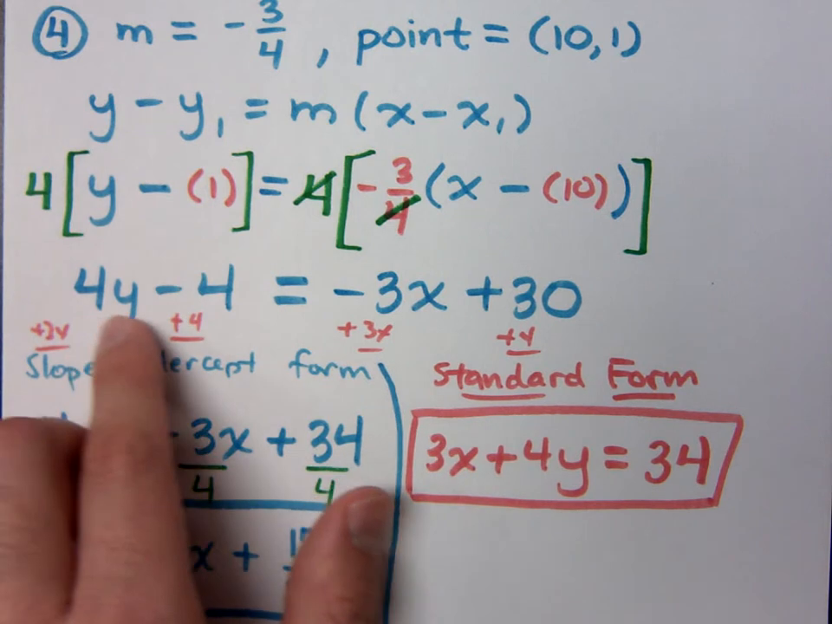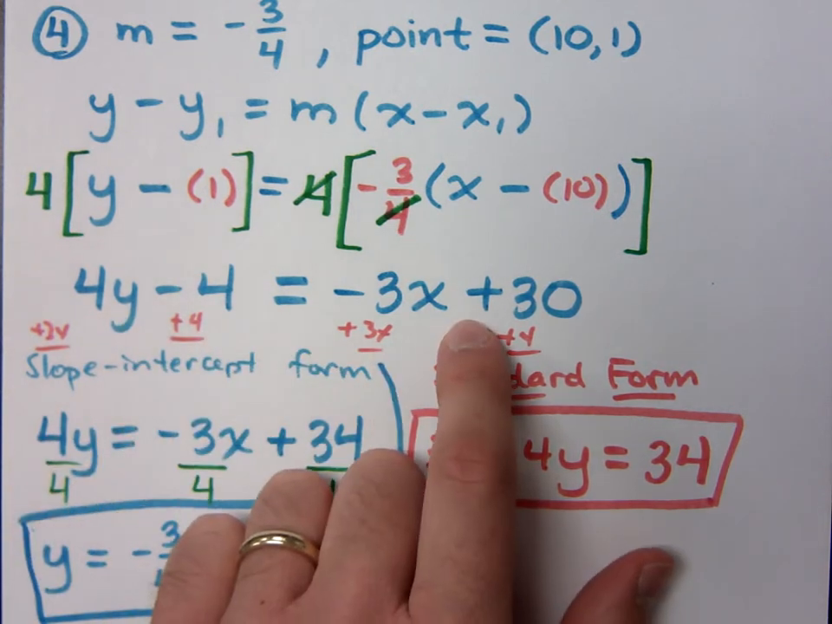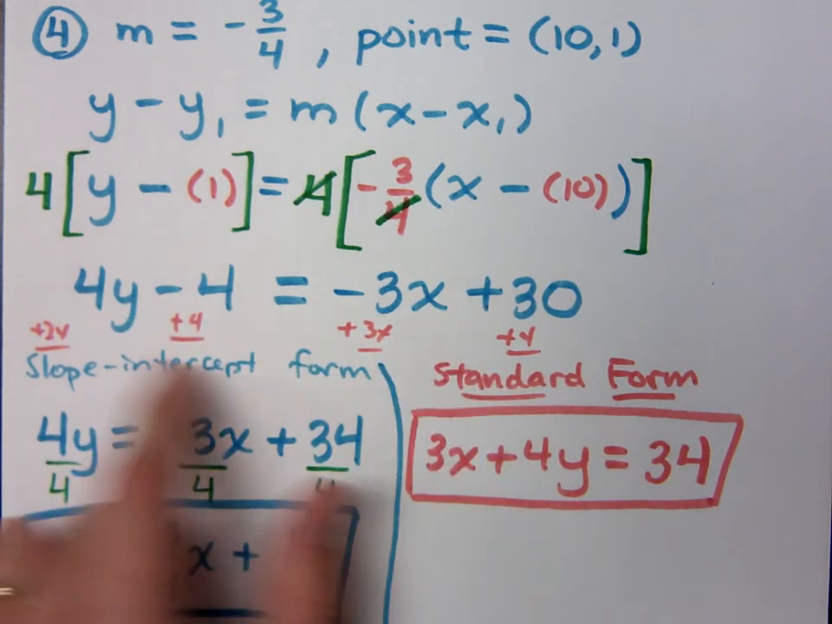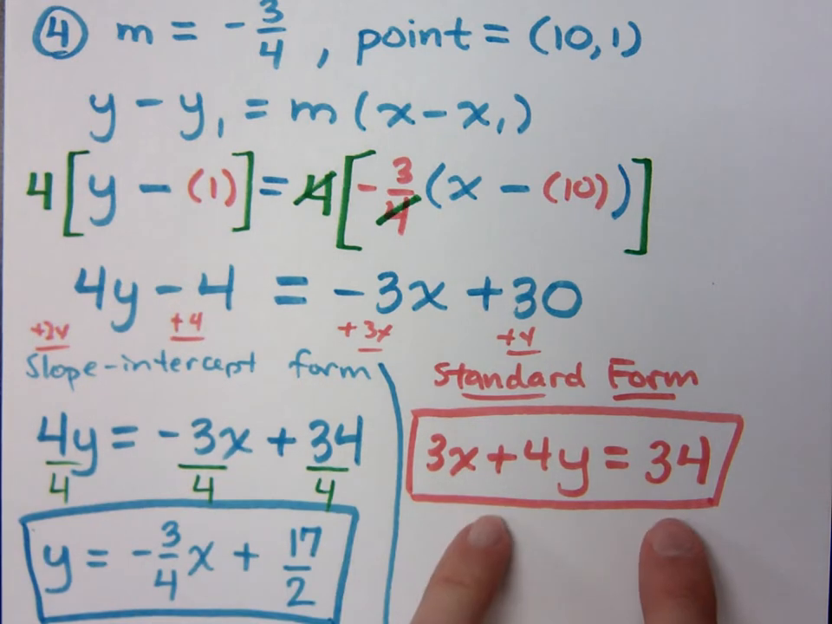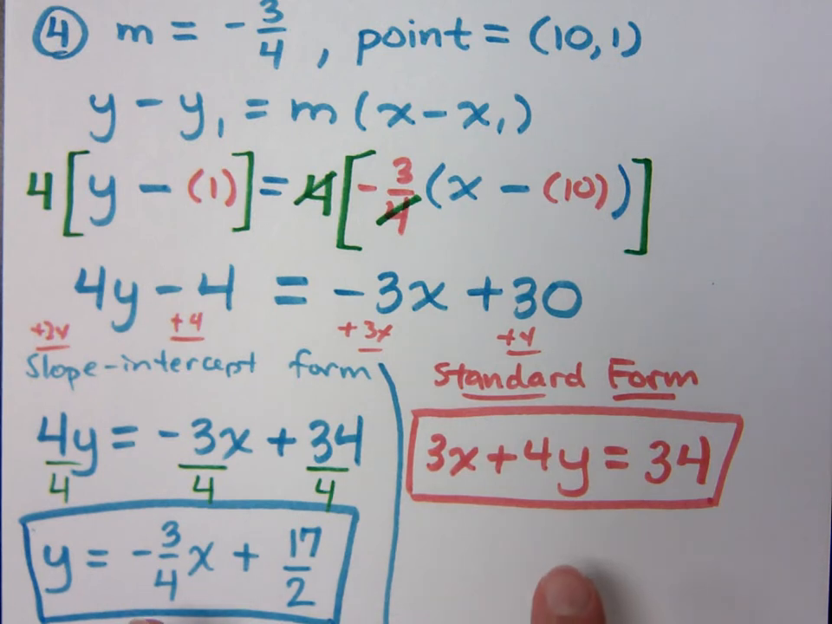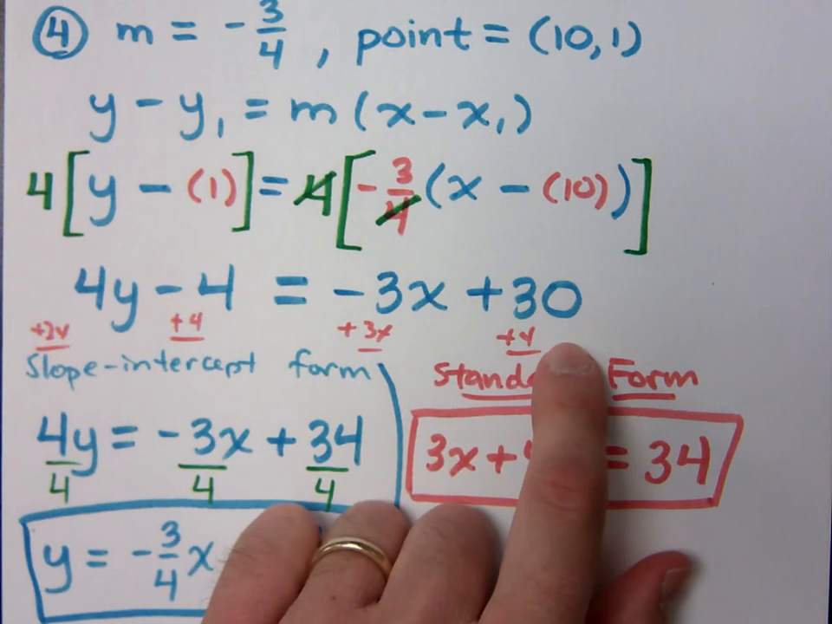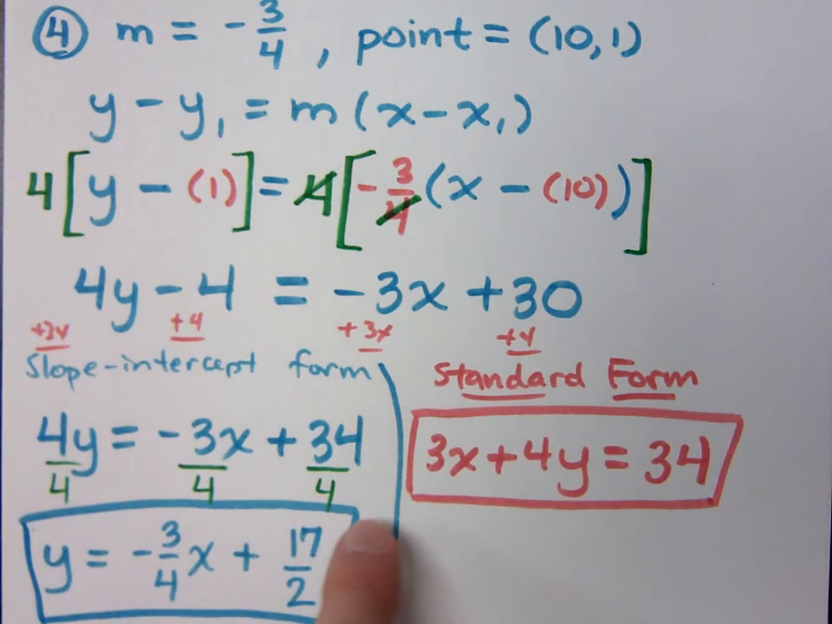If you can get to this step right here, and you want standard form, move the x term, move the constant term, and you get this guy. So you have options, because I don't care which one you do, they're both right. Or if you want slope-intercept form, move the 4, like I did here, divide everything by 4, and you're going to get your two answers.